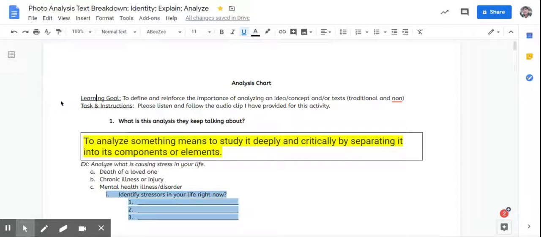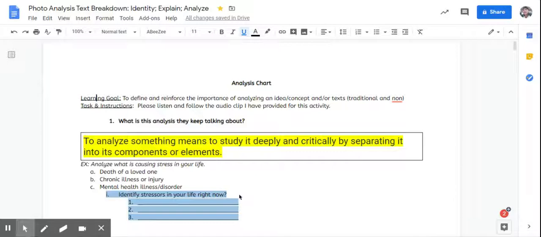All right. For the task and instructions, just listen and follow along to the audio clip that I've provided for this activity. Okay, so what is number one? What is this analysis they keep talking about? Now, again, I want to give props to those that have been doing really well in analyzing, examining something more closely with a given text.